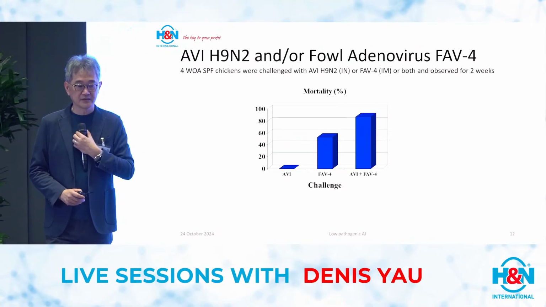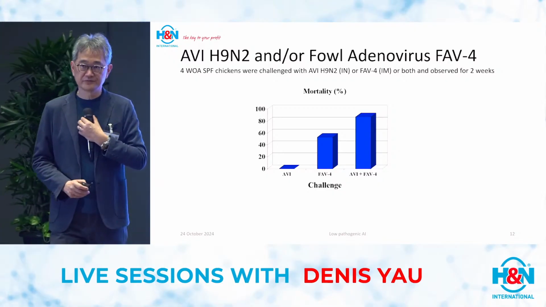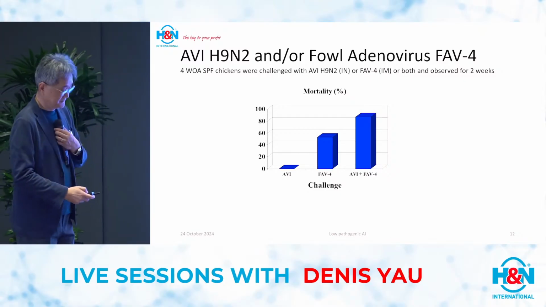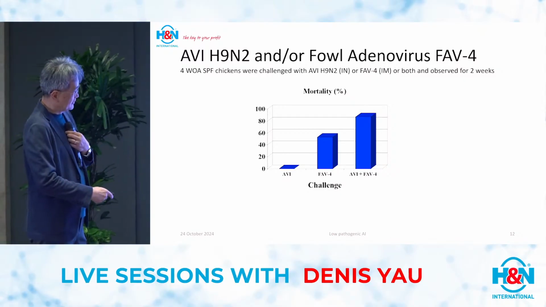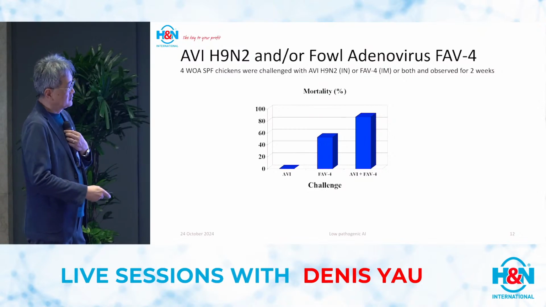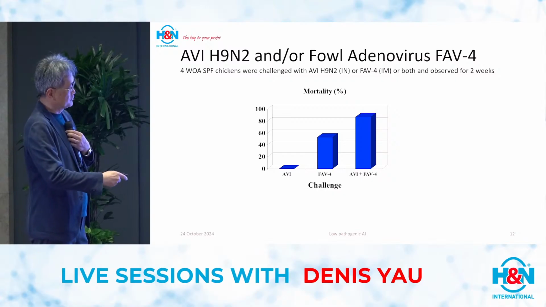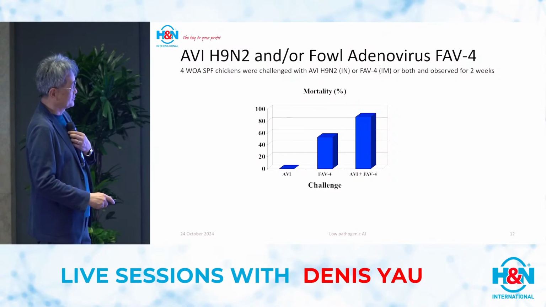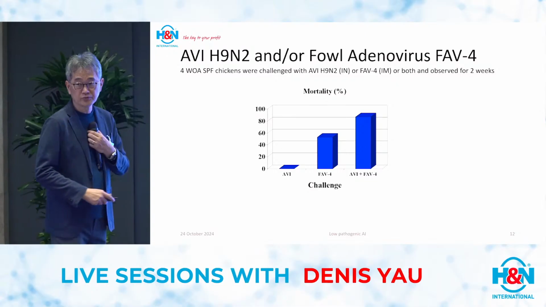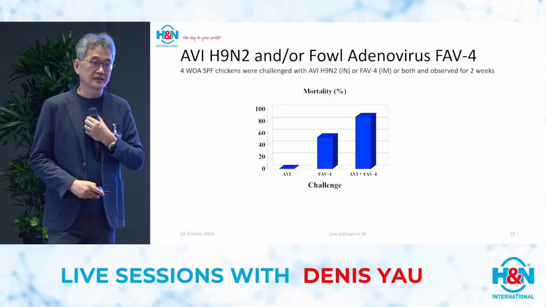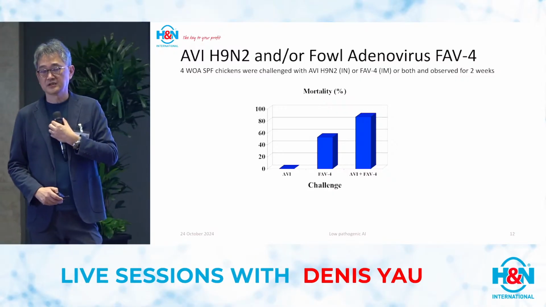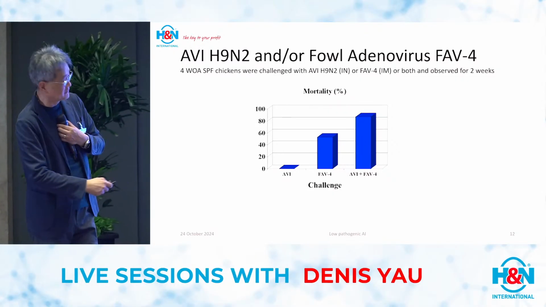We see here the adenovirus type 4 on the mortality. So again, when you do only avian influenza challenge, you don't see any mortality. With the adeno, you see up to 50-something percent mortality. But when you challenge the chicken with both H9N2 and adenovirus type 4, you see a surge in mortality of up to something like 80%.